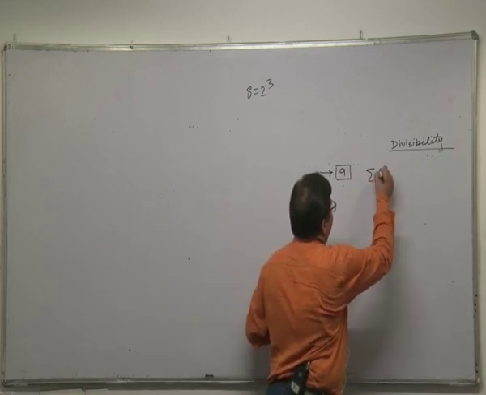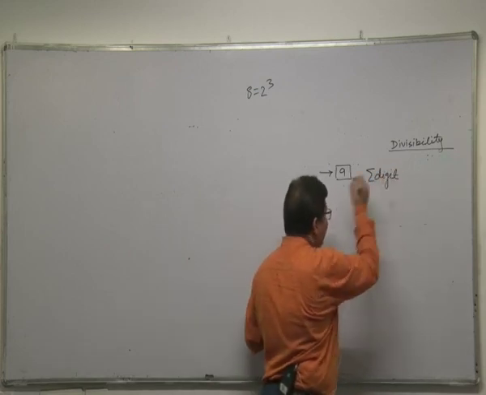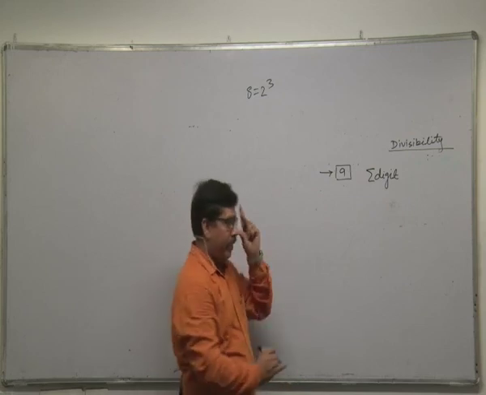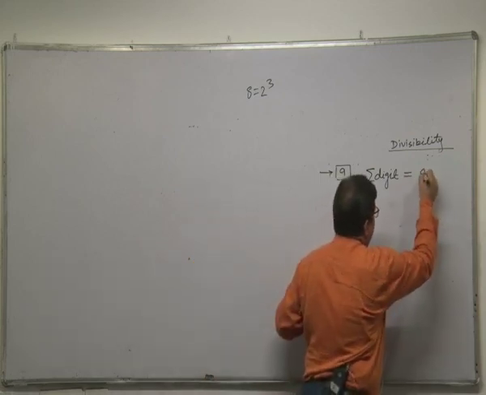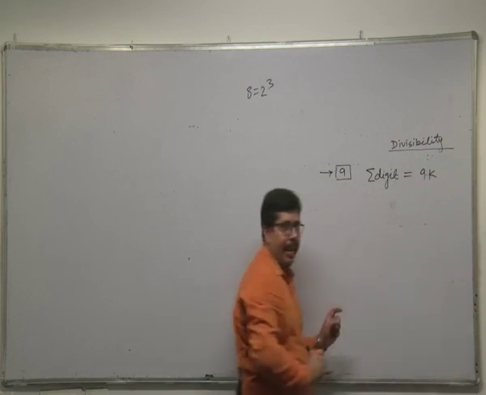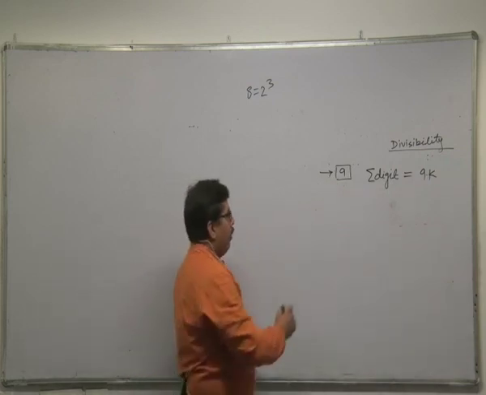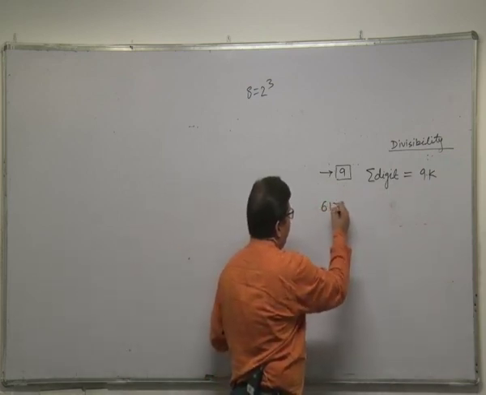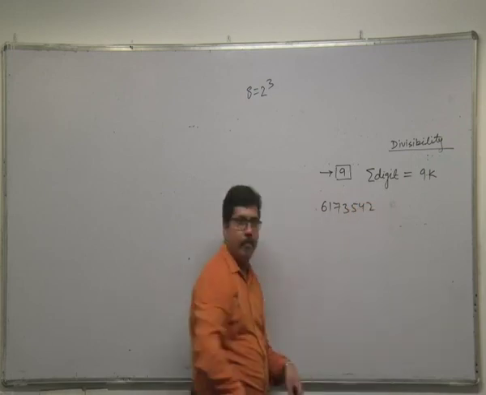So summation of digits. We are using this sign for summation. The summation of digits is a multiple of 9, that is 9 into k. Suppose my number is 6173542.